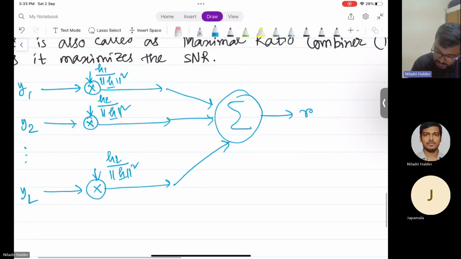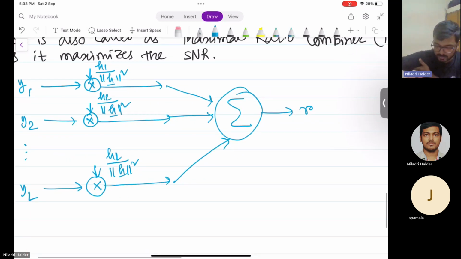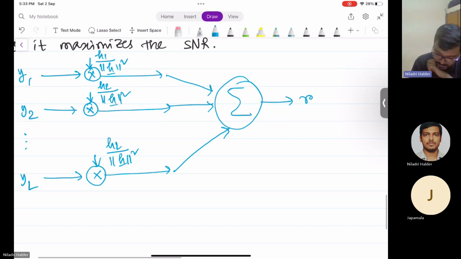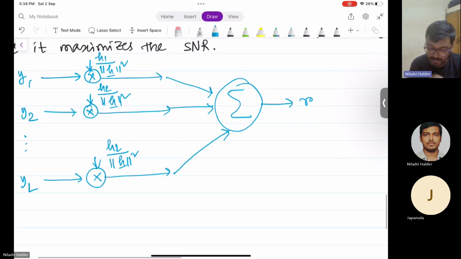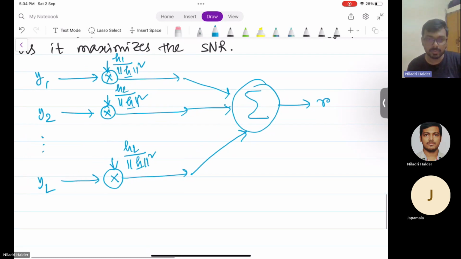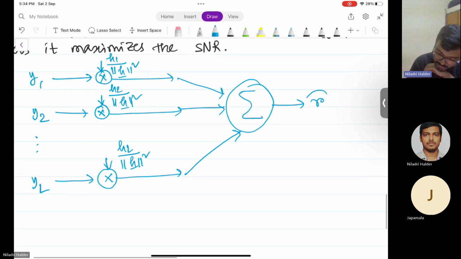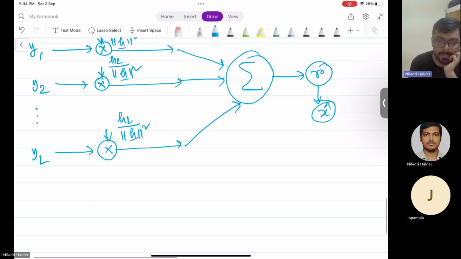And this R is the decision rule actually. So not decision rule. So R will be some statistic, a sufficient statistic. After that we'll use R to determine X hat. This will give X hat.